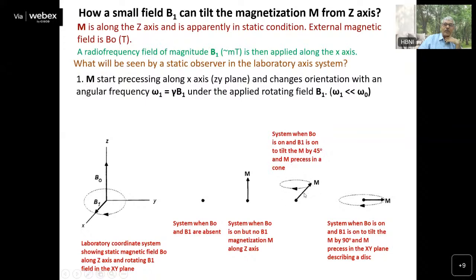Now, if you apply the B1 field for a time so that M gets tilted to 45 degrees, M will precess like a cone. And if you apply B1 for a duration so that it comes to the XY plane, the precession will describe a disk.